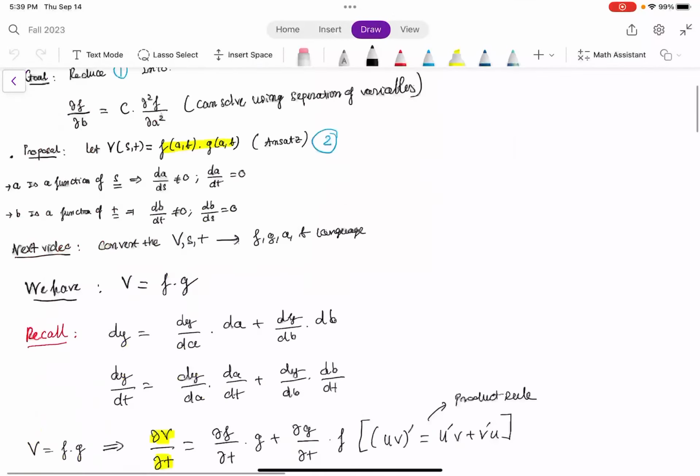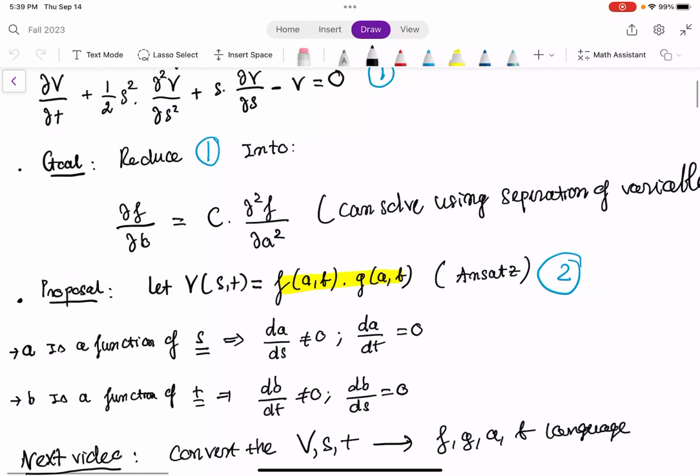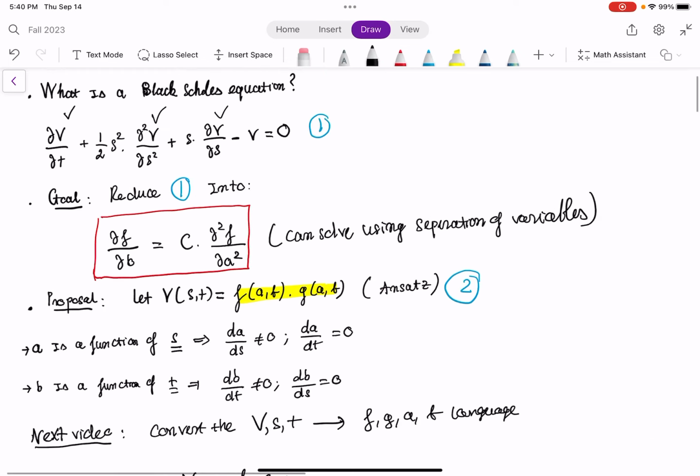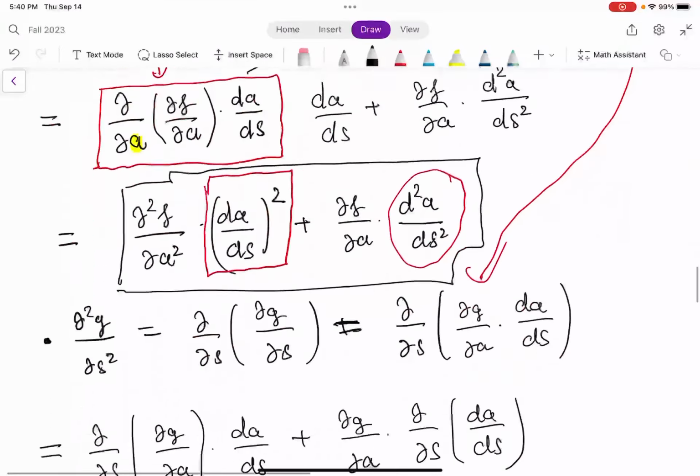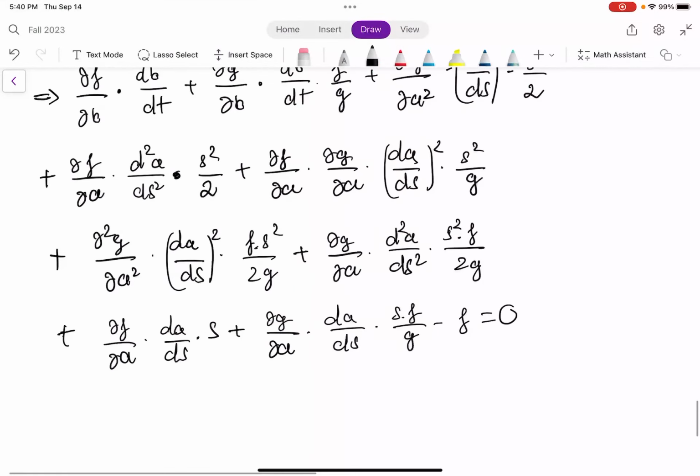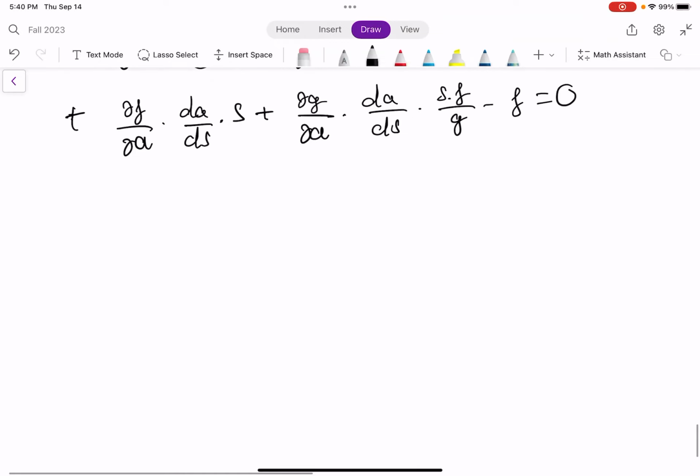If you go back and look at our goal, this is what we want to reduce to: partial f over partial b equal to a constant times the second partial f with respect to a. That's all we want on the left. So this is my idea: after getting all this, I'm going to group it.